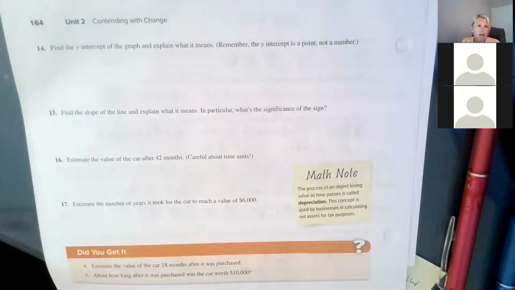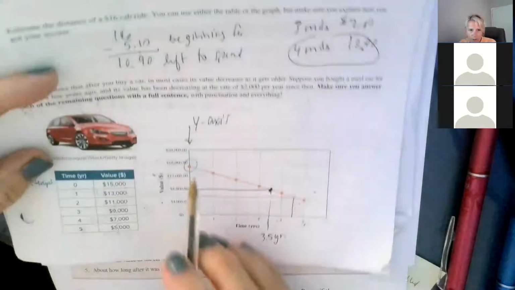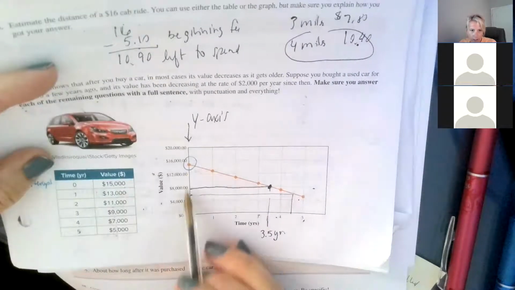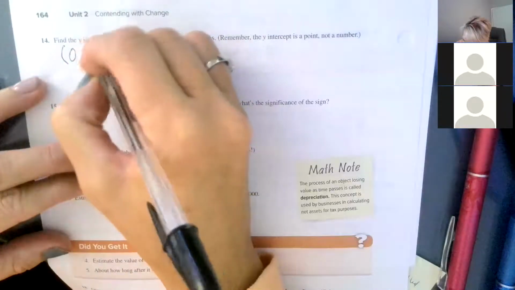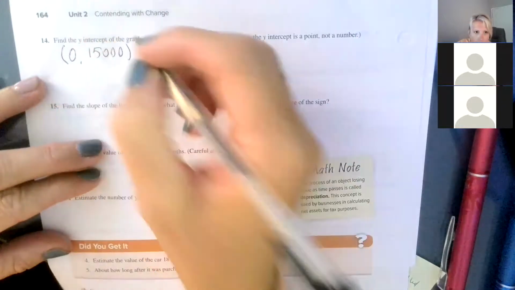So 14 says, find the y-intercept of the graph and explain what it means. So the y-intercept is going to be where we cross the y-axis. So right about here. What did everybody get? The y-intercept is 15,000, and it means that that's how much you bought the car for. Like it's your starting value.